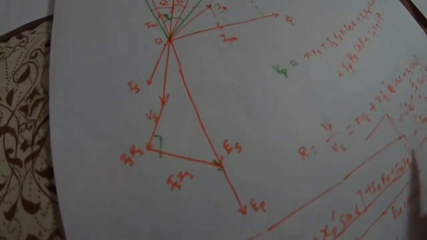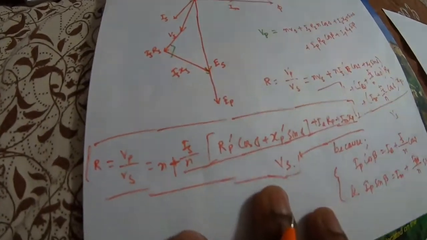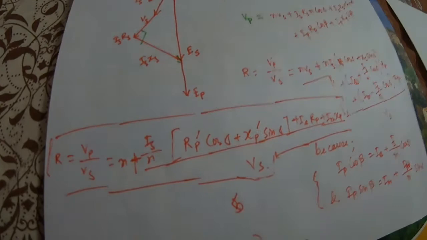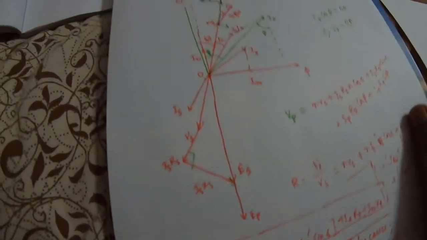Okay, so now if you are calculating this, actually what happens there, that is the value of Rp dash will be nothing but equals to Rp plus n square Rs. Similarly, Xp dash will be equals to Xp plus n square Xs. So actually after calculating this thing, we'll be having this kind of factor, so that we are writing Rp dash and Xp dash in the final formula. So this is the value of ratio error for a potential transformer. Hope you understand this video.